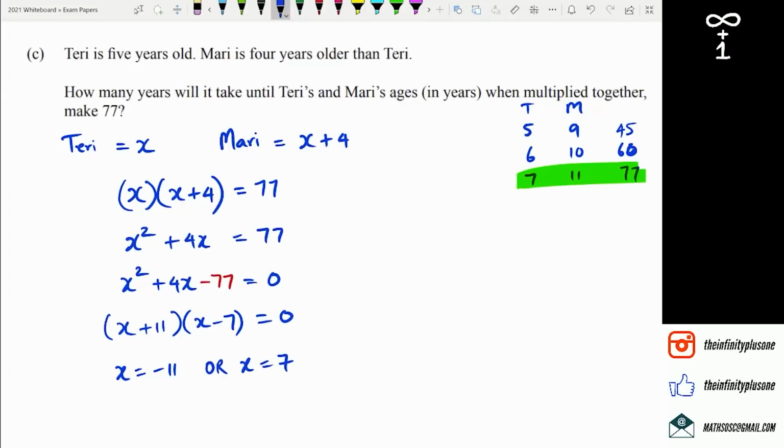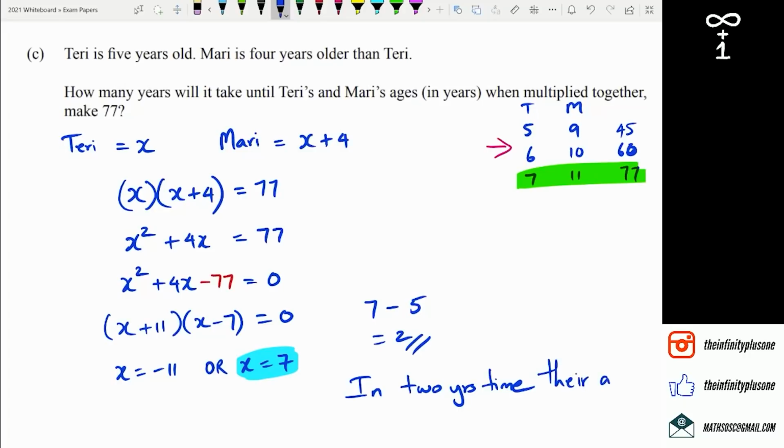We know that Terry is 5 years old, but the answer that we've actually got here is x equals 7. And remember how we did this here? We knew that in 2 years' time, their ages are going to multiply to 77. So all we're going to do is take that 7, take away Terry's age, which is 5, which equals 2. So in other words, we're just going to say in 2 years' time, their ages multiply to 77.